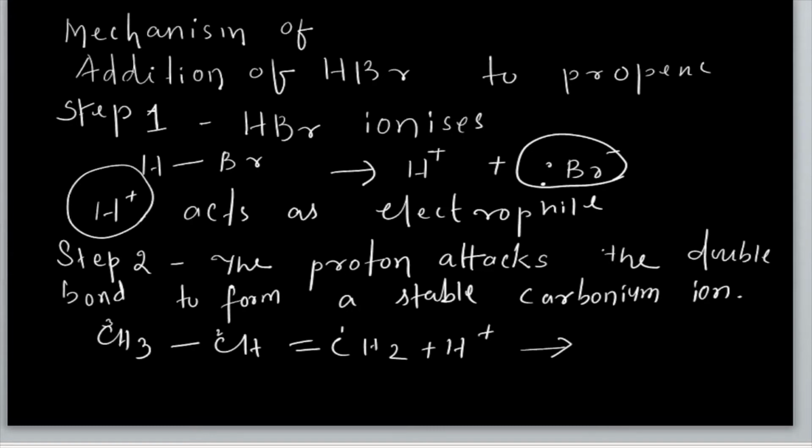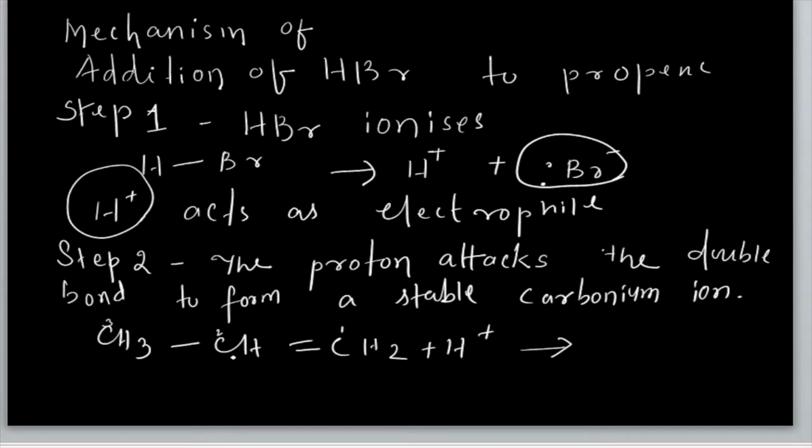In step 2, the proton, that is the electrophile H plus, will attack where? The question here is where it will attack. You know, Markovnikov's rule said it will attack the carbon having less number of hydrogen. Now how many carbons are there? 1, 2, 3. This is position 1, this 2, 3.